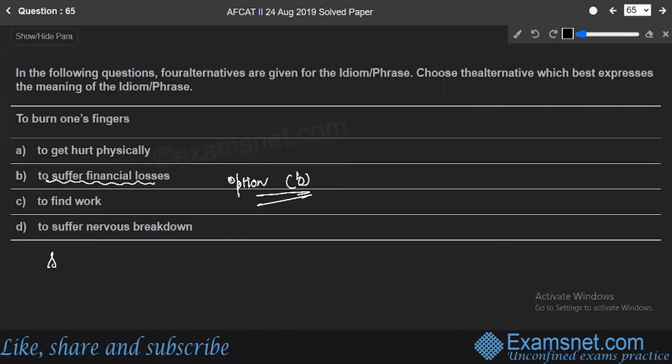Let's make a sentence also based on that. He burned his fingers in the stock market.